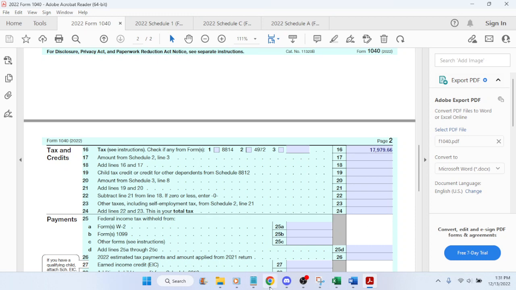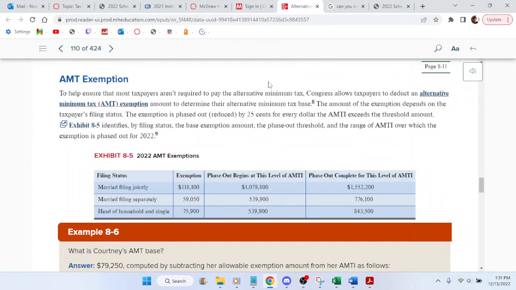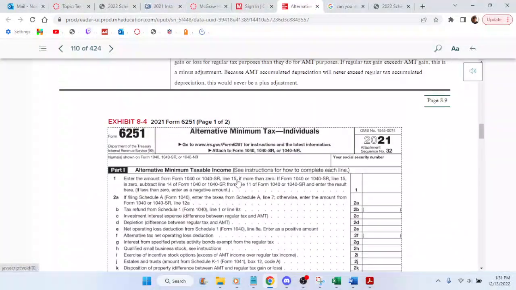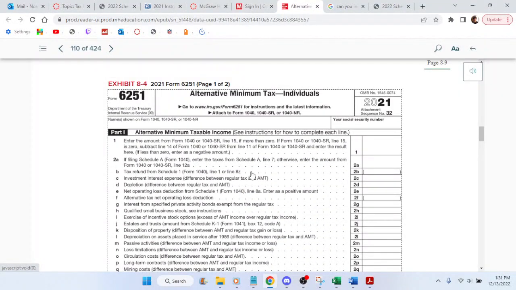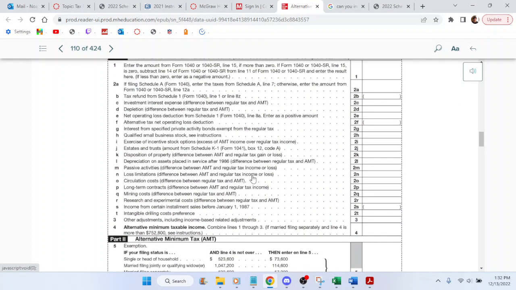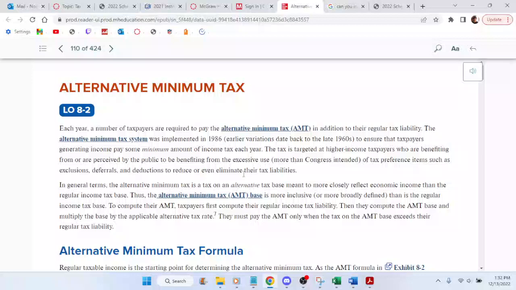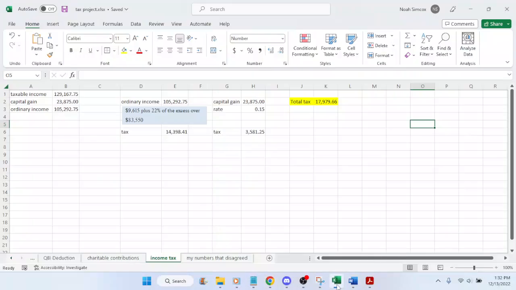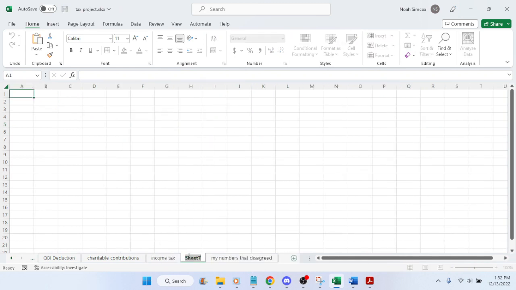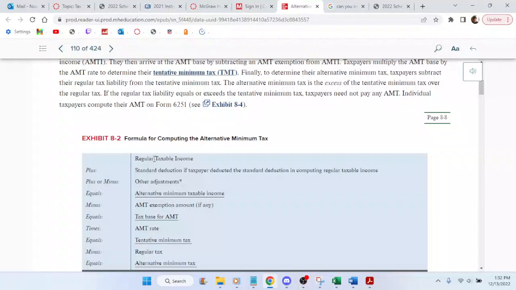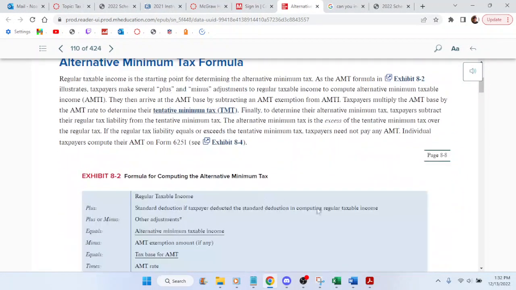I might have to calculate alternative minimum tax. You've got to be kidding me. Wait a minute. I'm going to try to figure this out here. Time to get another Excel sheet. So, what do we do here? To get to the alternative minimum tax, we have regular taxable income. So regular taxable income.